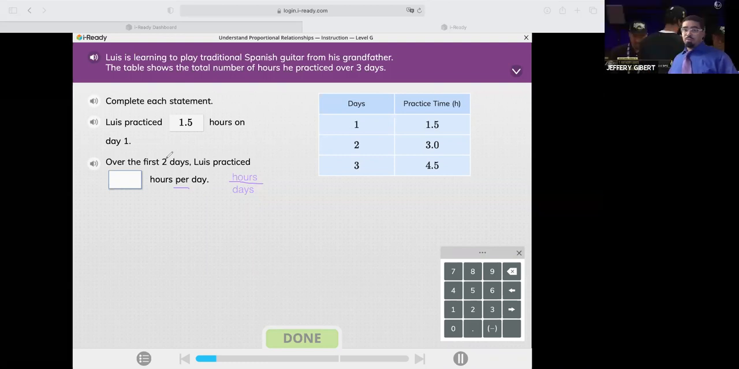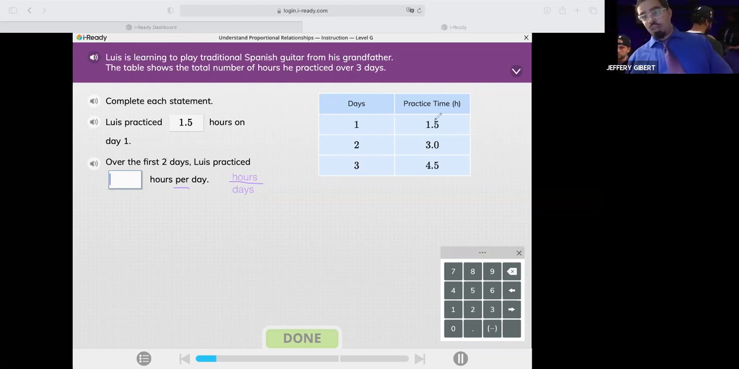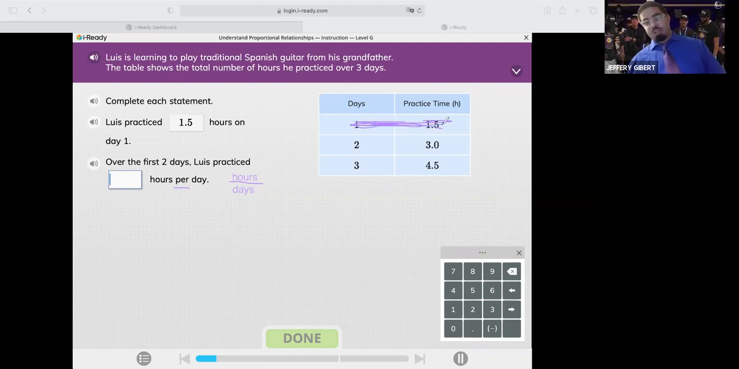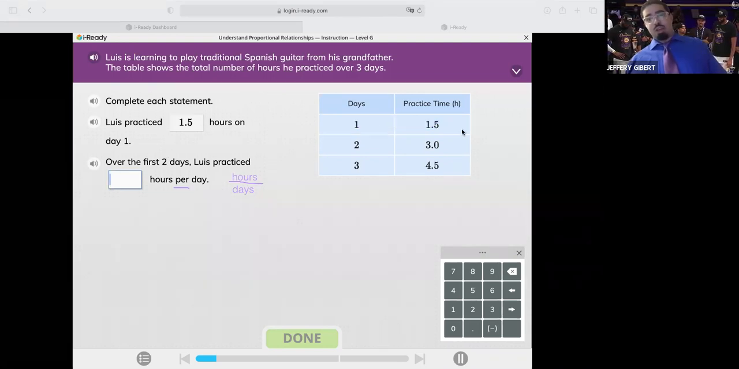Well, it's technically adding 1.5 plus 1.5 equals 3.0. Right, but let's say you didn't see that row. Let's say they didn't give this on that table. How would you know it's 1.5? By dividing it by 2. Correct. So 3.0 divided by 2. So hours divided by days. So 3 divided by 2, which is 1.5.